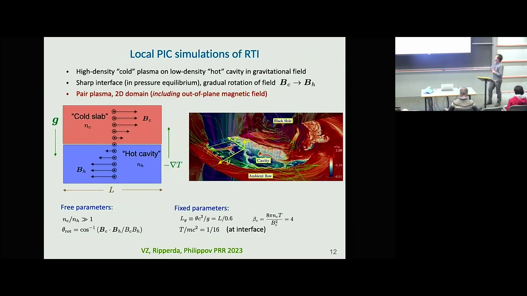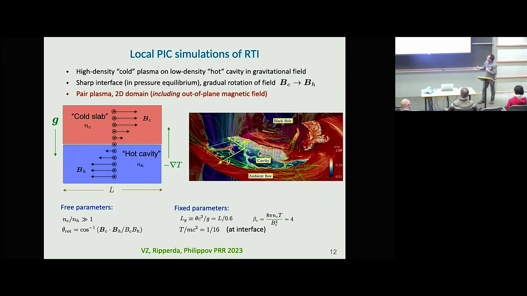So we want to do PIC simulations of the Rayleigh-Taylor instability, and we want to do this locally. So we have a cold, dense slab on top of a hot cavity in some periodic box, quasi-periodic anyway. And there's a gravitational force which is pushing down, and that's what leads to the instability. An important thing to account for in this setup, if you want to bridge to reality, is that the magnetic field rotates between the two domains. And so we need to take into account the rotation of the magnetic field between a cold slab and a hot cavity. Here it's pretty close to a 90-degree rotation, but in general that angle could vary, so it's an important parameter.